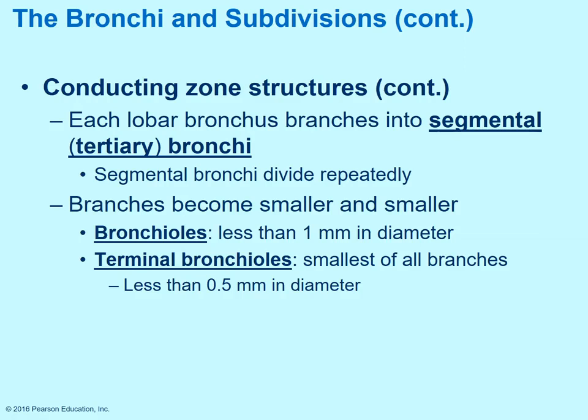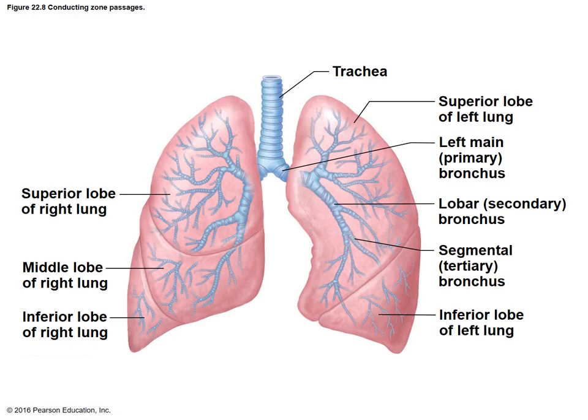Once in the lobe, you're going to have further branching into what's known as the tertiary bronchi or the segmental bronchi, and then those are going to start branching, getting smaller and smaller. When the diameter is less than 1 millimeter, then we call them bronchioles. And then the terminal bronchioles, these are the smallest of all, because the bronchioles keep branching smaller and smaller until you get to the terminal bronchioles, where the diameter is less than 0.5 millimeters. The diameter is getting smaller and smaller and smaller.